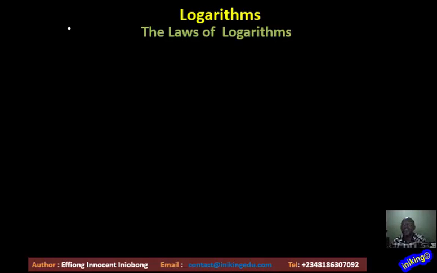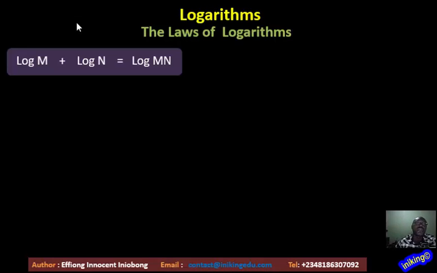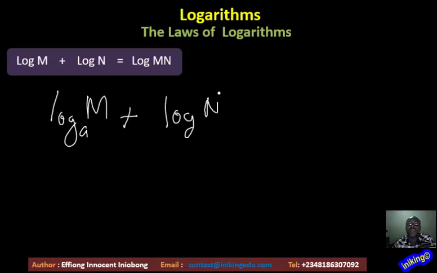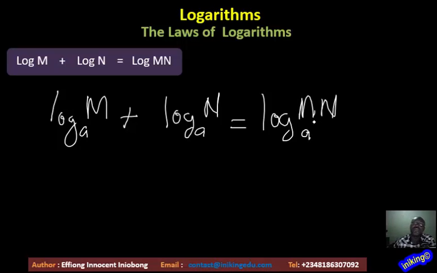rules states that if I have the logarithm of a number, say m, to some given base a, plus the logarithm of another number, say n, to the same base, which is important, that the two of them are expressed to the same base, then the result is the same thing as multiplying both numbers and expressing to that same base. Logarithm of m plus logarithm of n is simply the logarithm of m times n.